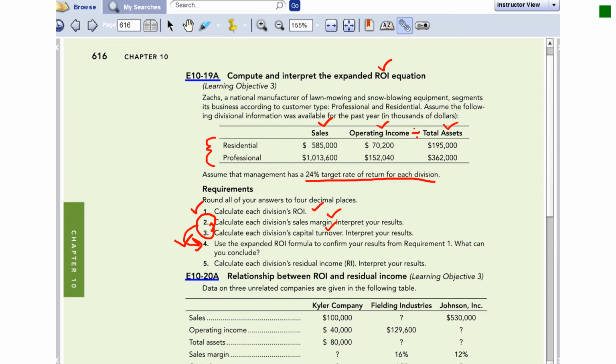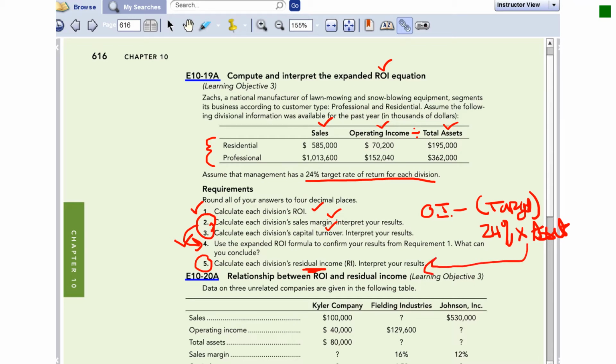And then the last step is to calculate residual income. Remember, that's where you take your operating income and subtract out your target number. That's the income above your minimum. In this case, because 24% is their target rate, your minimum target rate will be 24%. Multiply that by your assets, and subtract that from operating income. That's how you'll get part 5 on residual income. And then we'll look at the overall interpretation of the results.